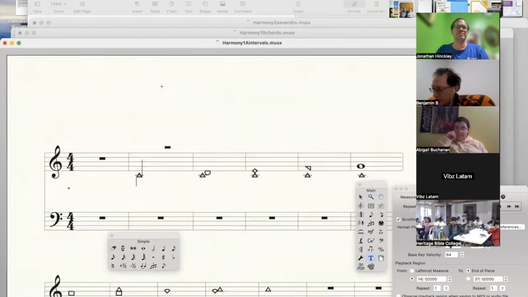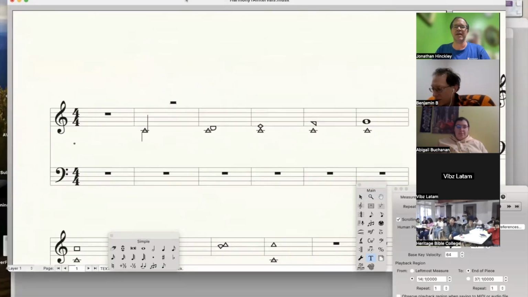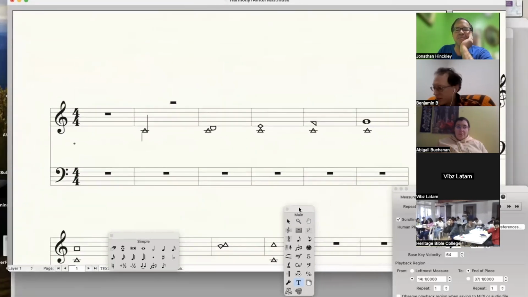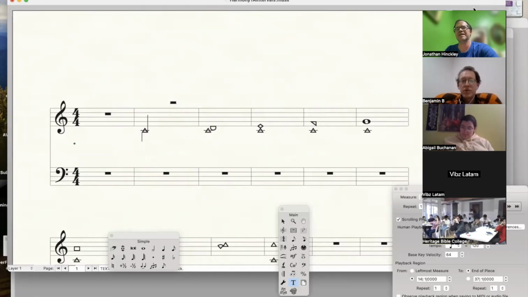All right, everyone able to see that okay? Okay, so this first one is a unison. And then to go from do to re, that's a second. From do to mi is a third. Do to fa is a fourth. And do to sol is a fifth, etc.